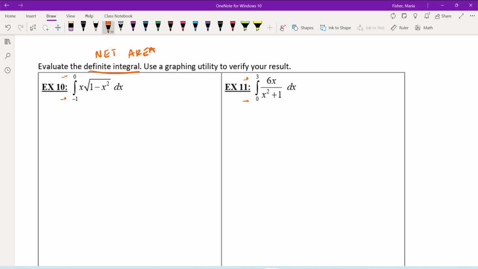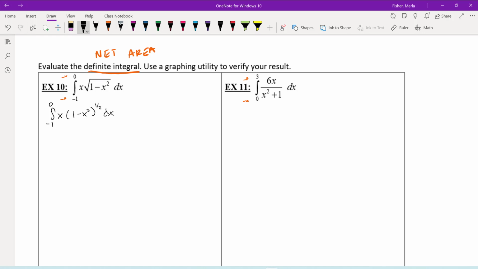Evaluate the definite integral. I look at number 10. I have the integral from negative 1 to 0 of x times the square root of 1 minus x squared dx. Well, that's not basic form, so it makes me think that this needs a u sub. Well, I'm going to rewrite the radical as a rational exponent. So we're looking at the integral from negative 1 to 0 of x times 1 minus x squared raised to the 1/2 dx.